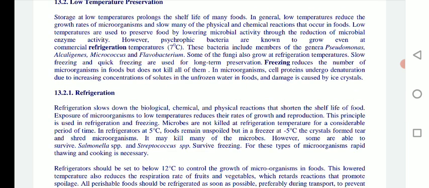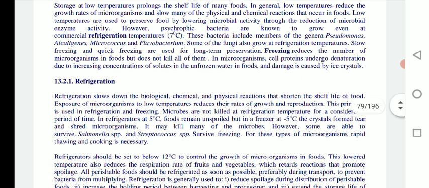So in general, low temperature reduces the growth rates of microorganisms and slows many of the physical and chemical reactions that occur in food. So what low temperature does, it slows the growth rate of microorganisms as well as it slows many physical and chemical reactions that occur in food. And low temperature is also used to preserve food by lowering microbial activity through reduction of microbial enzymatic activity.